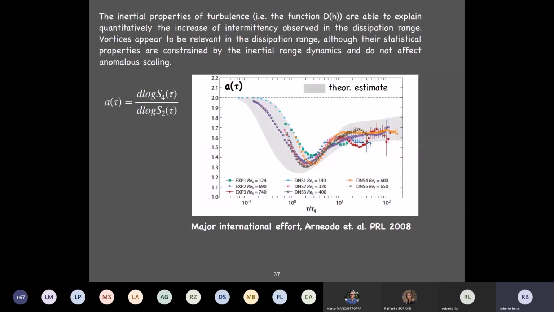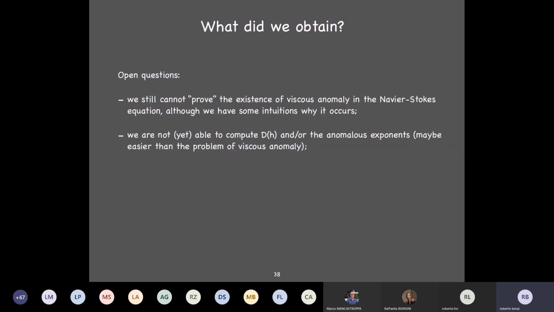So let me try to make a short summary of what we obtained. Of course, we are not yet able to prove that viscous anomalies are observed in the Navier-Stokes equations. In other words, we have no theory for that. I mean, we have good, reasonable intuition, but we are not really able to prove that this is the case. We are not yet able to compute d of h.